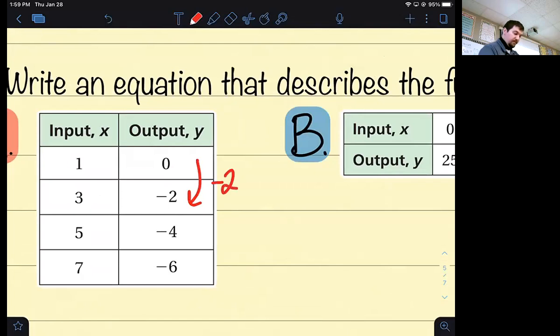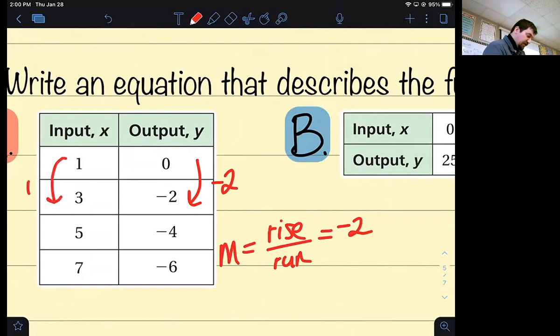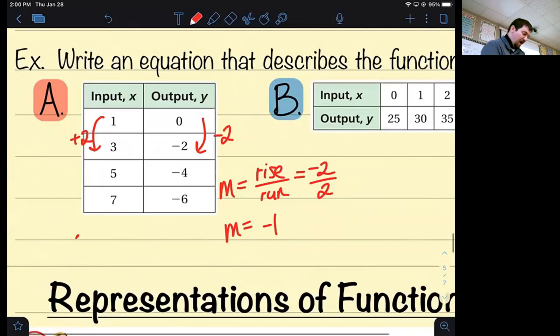Because that means my run, remember my slope is rise over run. My run is -2. That's the change in the y. The rise is -2. The run is the change in x. What is the x changing by each time? It's +2. It's adding 2 each time. Okay, so my rise is -2. My run is +2. What's that make my slope? -1. Okay, so y equals -1x, or just -x.